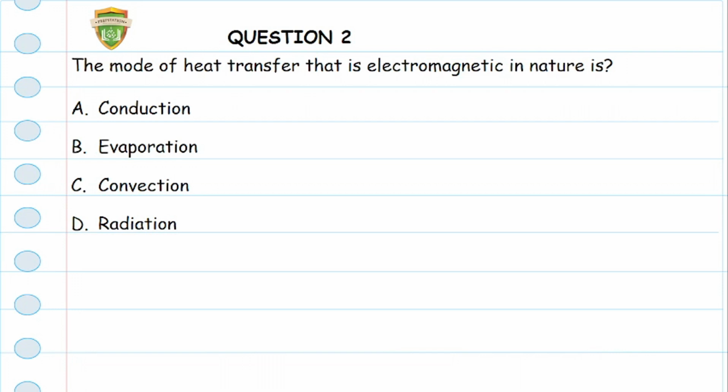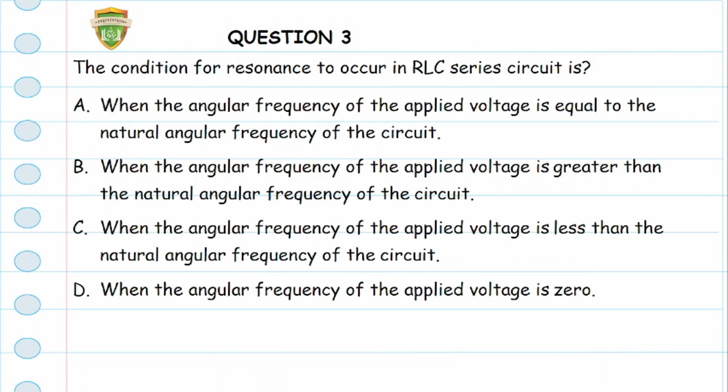Now, the second option, evaporation. Evaporation is not a mode of heat transfer, so that rules it out. The third option, convection. Convection is a mode of heat transfer, but it requires fluids, that is, either liquids or gas, to be able to transfer heat. So that rules it out. But finally, radiation is the mode of heat transfer that is electromagnetic in nature because it does not require any medium to transfer heat. So that means our answer is radiation.